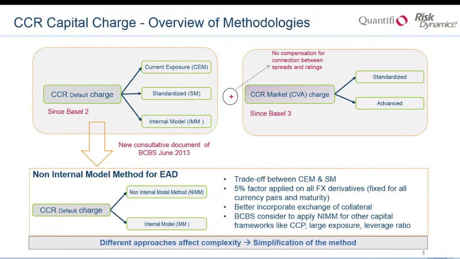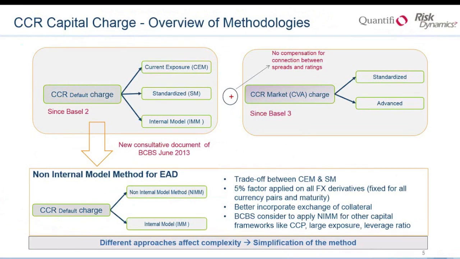So first of all, the counterparty credit risk capital charge is split into two components. You have a CCR default charge covering default and migration of counterparties, and a CCR market charge covering market price volatility. For example, it covers the volatility of the credit spread curve of the counterparty of a derivative, or the volatility of the exposure and the volatility of the value of the collateral due to market movements. As you can see, the default and the market charges are simply added together without taking into account any compensation for the connection that you can have between spreads and ratings. It is then a quite conservative approach.